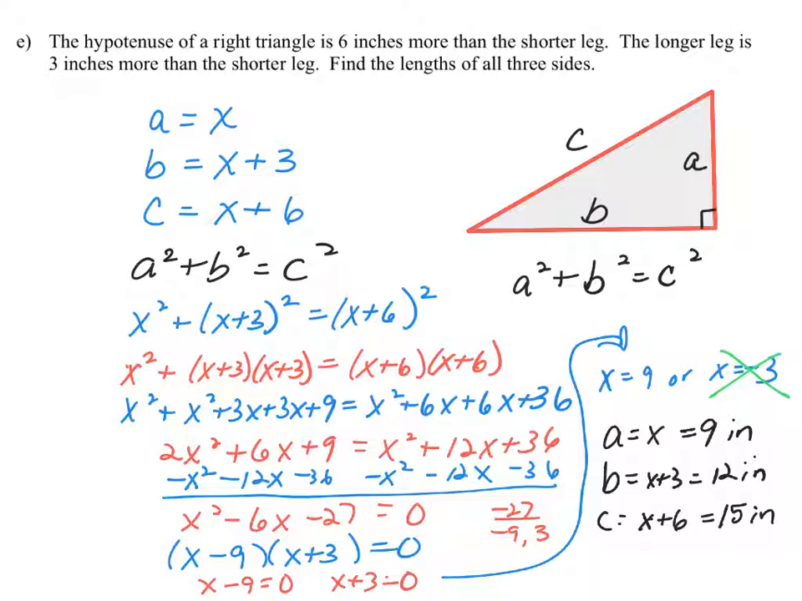So this triangle has the shortest leg of 9 inches. The longer leg is 3 inches more than that, which would be 12 inches. And the hypotenuse is 6 inches more than the shorter leg, so that's going to be 15 inches.